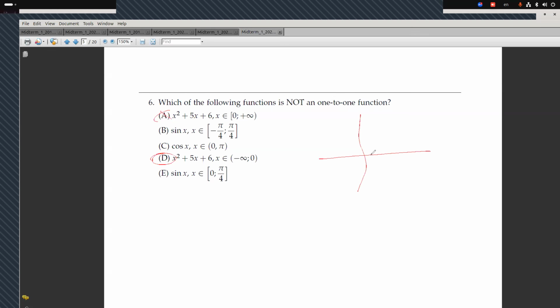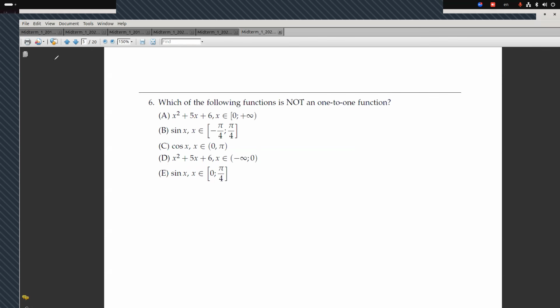For example, the sine function is something like this, and from minus pi half to pi half it is one-to-one. Cosine from 0 to pi, again think graphically here. From 0 to pi, point pi is here. This part is one-to-one. Sine from 0 to pi over 4 also is one-to-one, of course. So only D is not one-to-one.